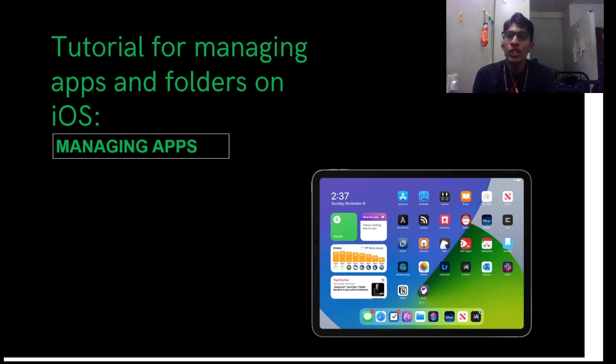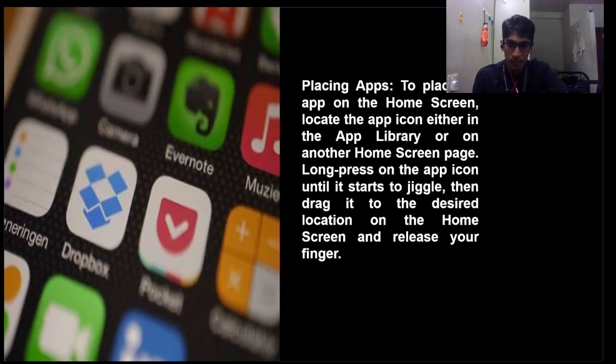Now we're going to do a tutorial for managing apps and folders on iOS. First, placing apps. To place an app on the home screen, locate the app icon either in the app library or on another home screen page. Long press on the app icon until it starts to jiggle, then drag it to the desired location on the home screen and release your finger.